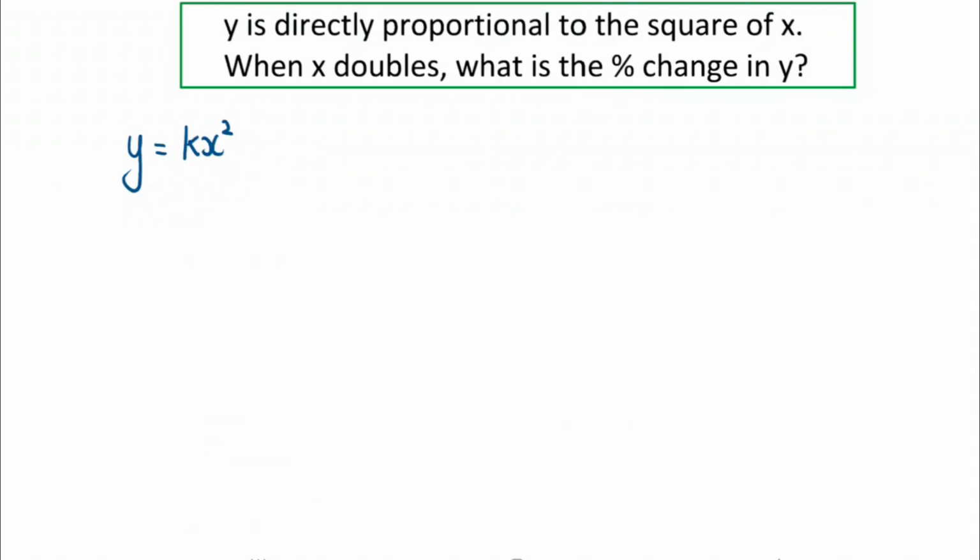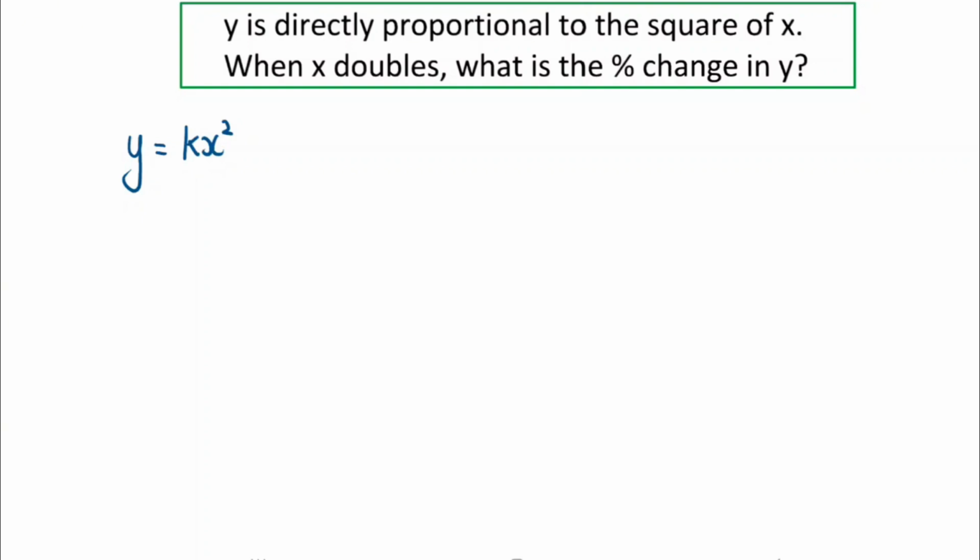Hi everybody, in this video we attempt to answer a common question about direct proportion in maths. So let's use this example to illustrate. In this example, we have a variable y that is directly proportional to the square of x. So when this value of x doubles, what is the percentage change in y?